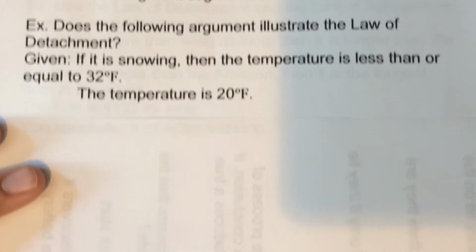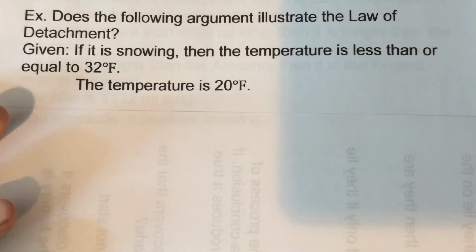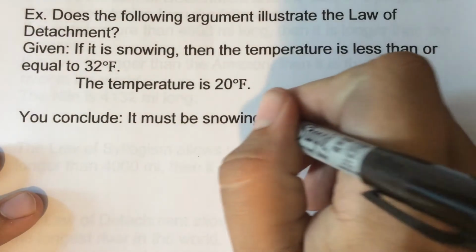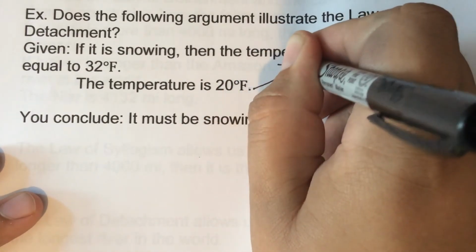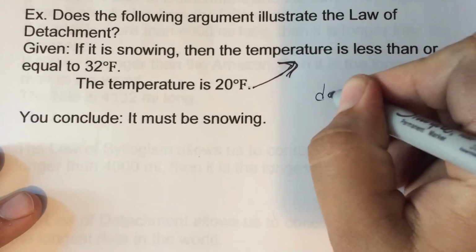Now, we have to be careful with this. Does the following argument illustrate the law of detachment? So if it is snowing, then the temperature is less than or equal to 32 degrees. The temperature is 20 degrees Fahrenheit. So we conclude it must be snowing. Does that work? Well, this ties to the then. That's the conclusion. This does not work.